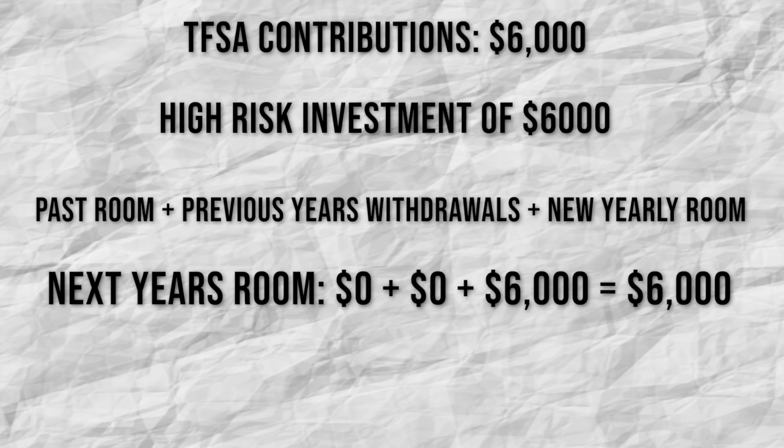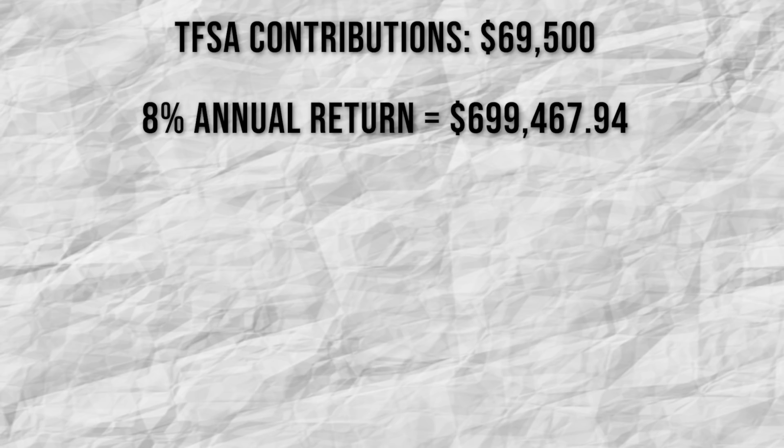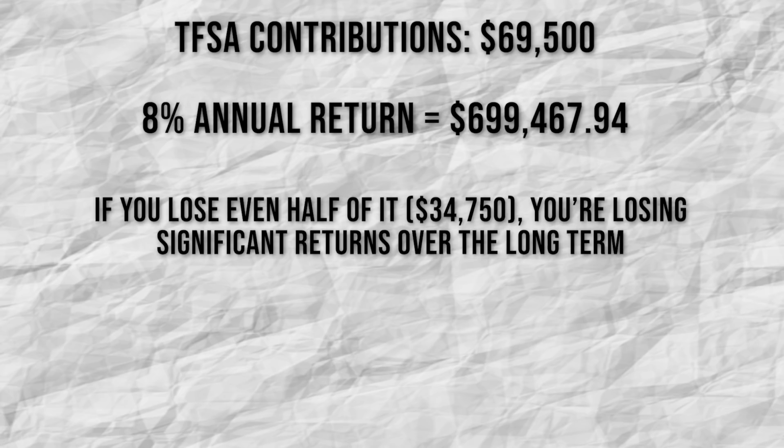If you maxed out your TFSA for the $69,500, in 30 years, if you invest that in stocks, bonds, whatever it may be, and you get an 8% annual return, that $69,500 will turn into almost $700,000 over the 30-year period. I know this is extreme, but it is a prime example. If you take that $69,500 and buy highly volatile penny stocks with it and lose 90% of that money, you'll have to earn tax-free returns on whatever you have left in the account.